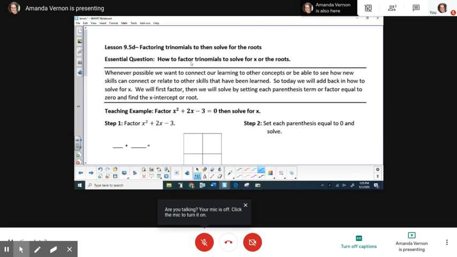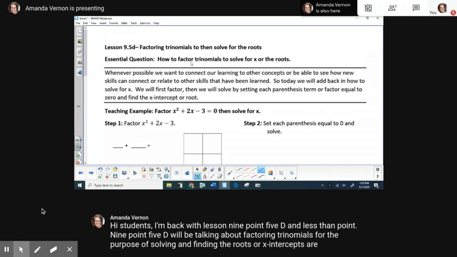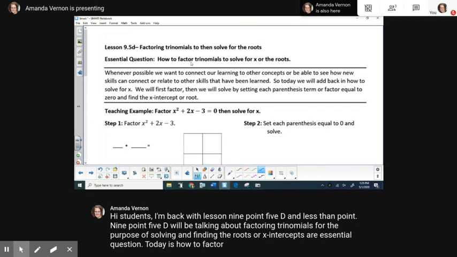In lesson 9.5D, we'll be talking about factoring trinomials for the purpose of solving and finding the roots or x-intercepts. Our essential question today is how to factor trinomials to solve to find the roots or x-intercepts.